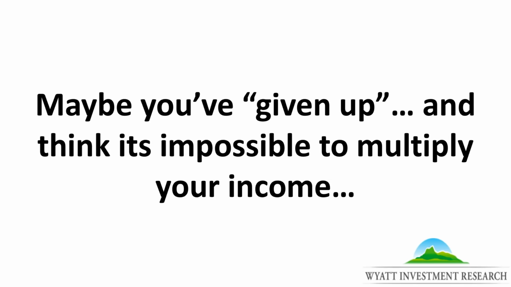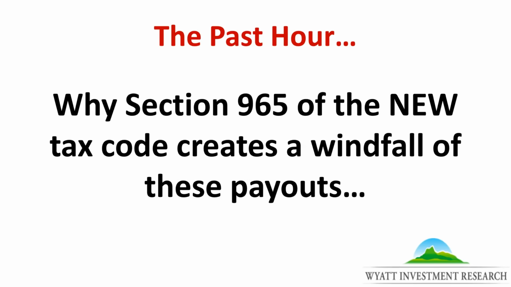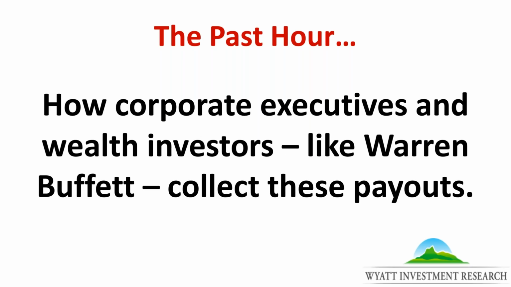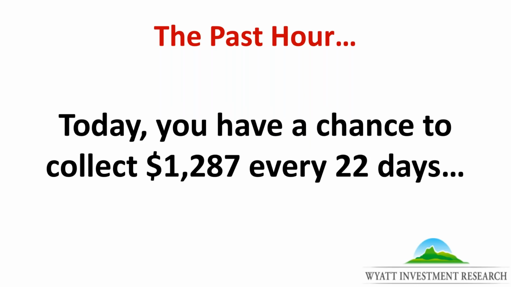Now, maybe you've given up and you think it's impossible to multiply your income, but in the past hour, you've learned how these IRS-approved Liberty checks could be the solution. You've heard why Section 965 of the new tax code creates a windfall for these payouts. You've seen why this is the biggest gift from President Trump, and how corporate executives and wealthy investors, guys like Warren Buffett and Bill Gates, how they're collecting these payouts. Plus, you've seen why Wall Street has been hiding these payments from you.